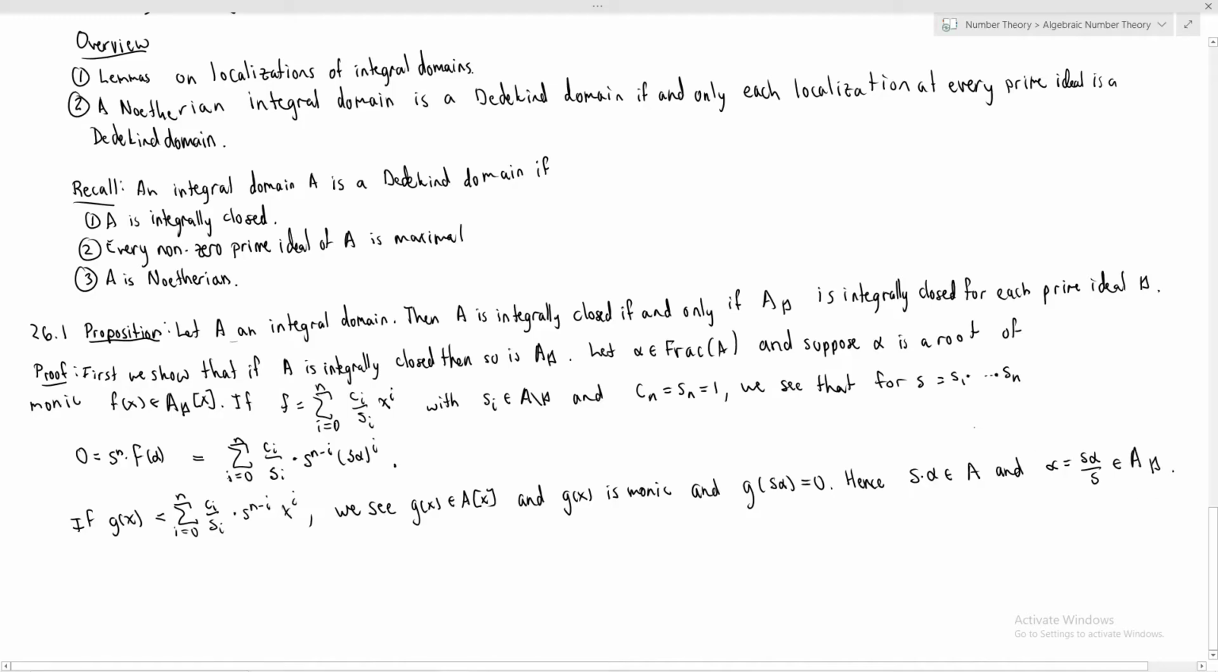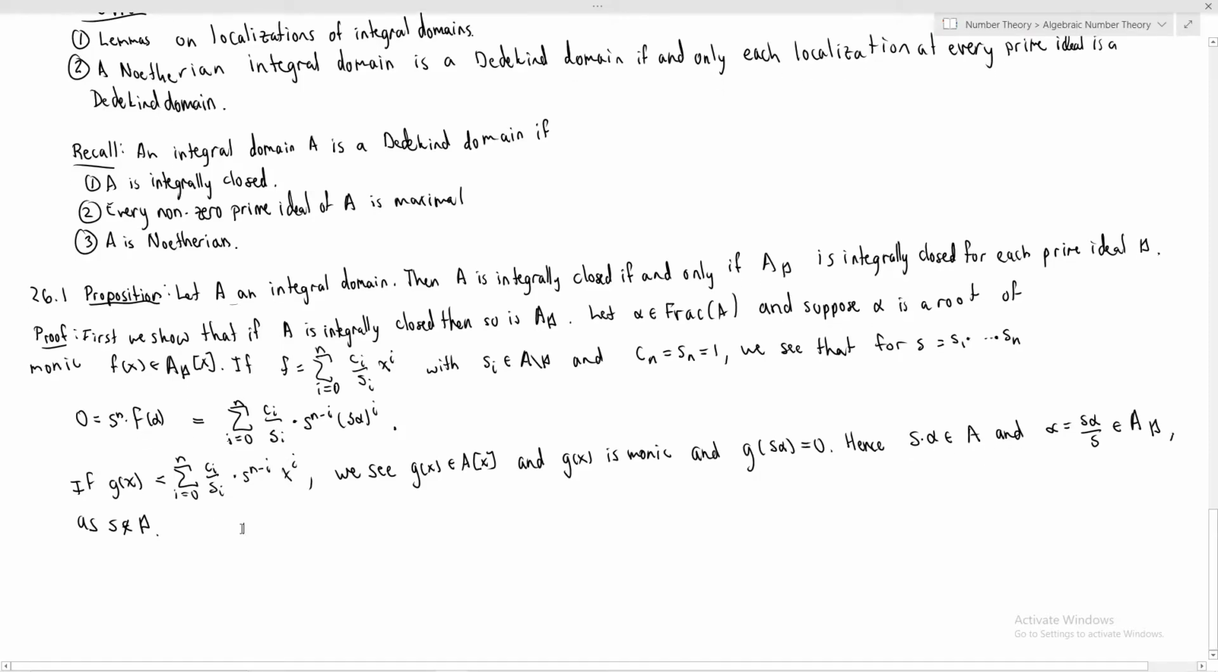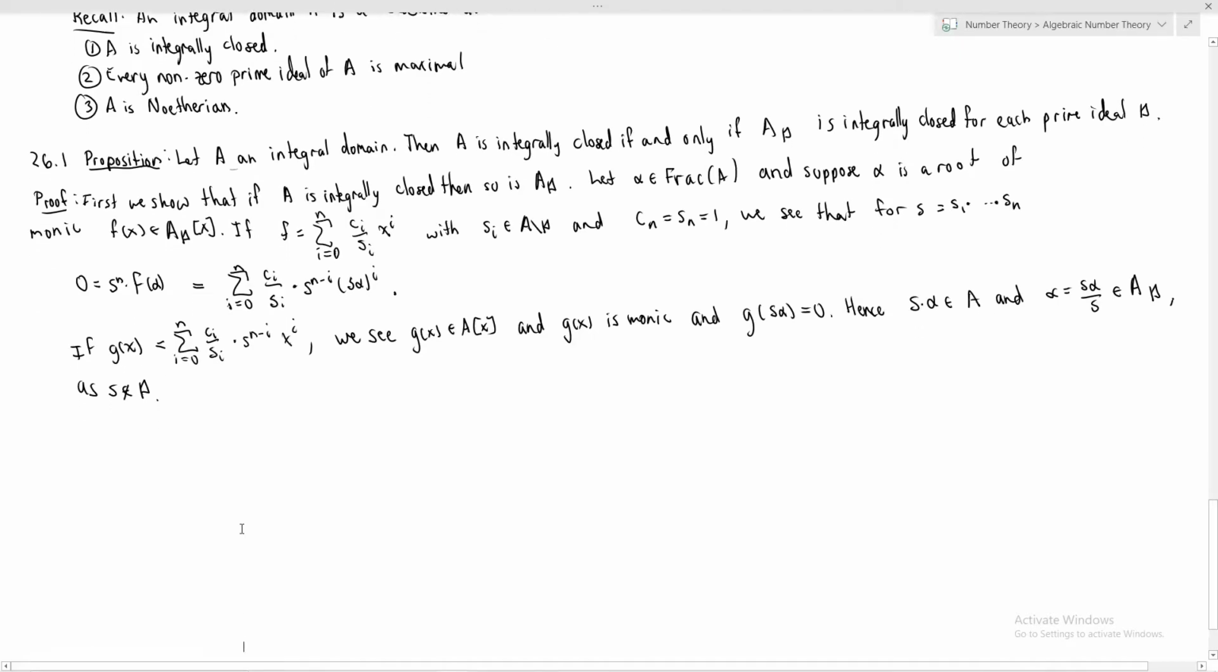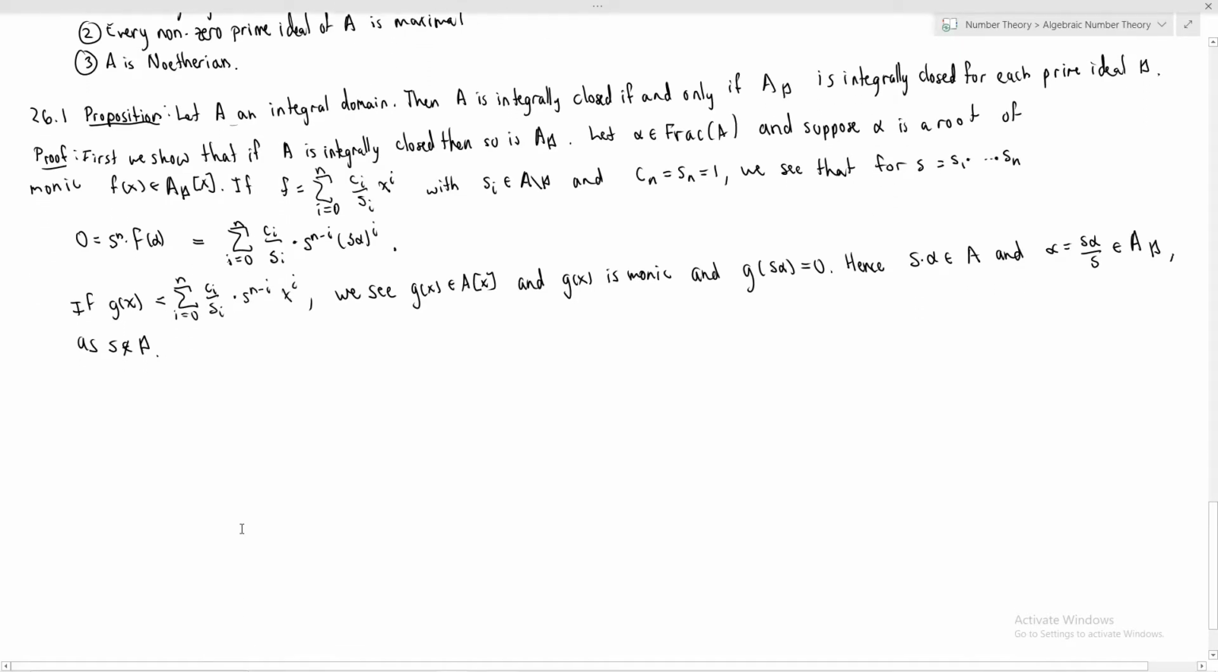Since each s_i is not in P, and P is a prime ideal, s is also not in P. Okay, so there's one direction of our 26.1. Let's go ahead and think about the other direction.